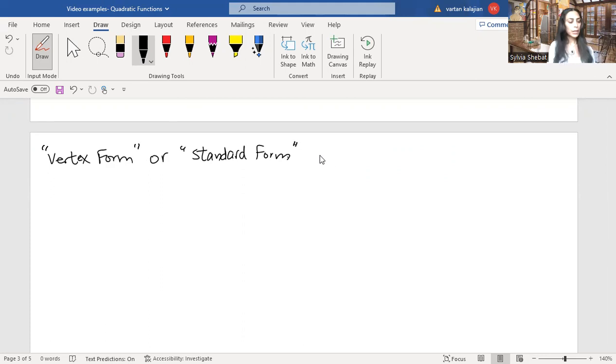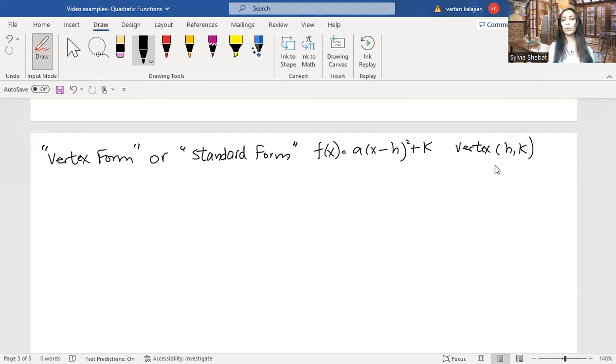So the vertex form is f of x equals a times x minus h squared plus k. And so this form clearly shows the vertex of the parabola, which is h comma k. So as you can see, h is here, k is here. So the vertex will be identified as h comma k. So it's really easy to just look at it and say this is the vertex.